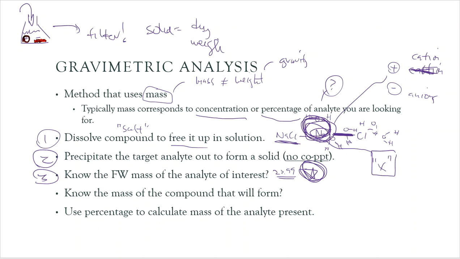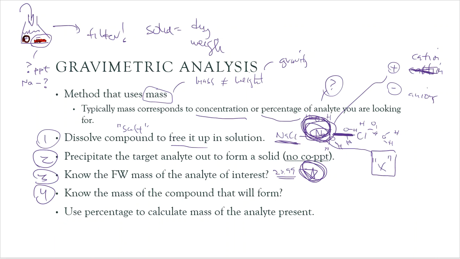Number 4, we have to know the mass of the compound that will form. All right, so this precipitate that's here, the question is, what kind of precipitate is it going to be? We know it's going to be sodium, but what else is with sodium that made it precipitate out of the solution? Well, I'm going to have to know that. I mean, that's one of the reasons I chose to add that reagent to it. So I know what's going to form because I picked the reagent to add to that mix to get that to fall out of solution.